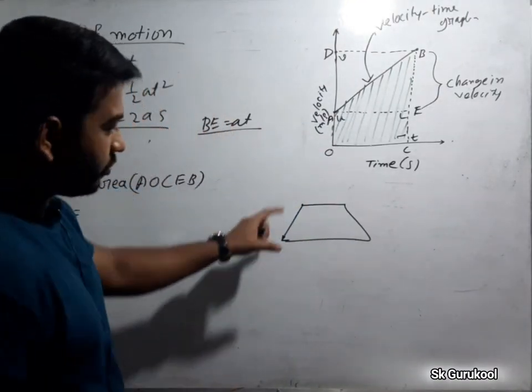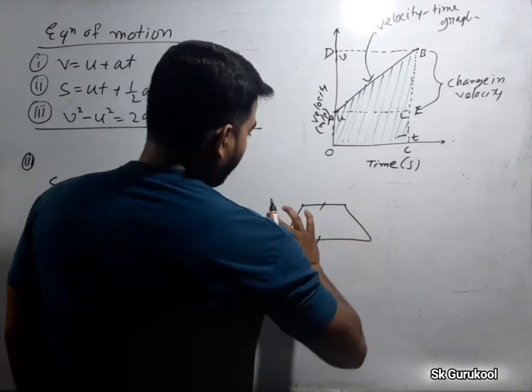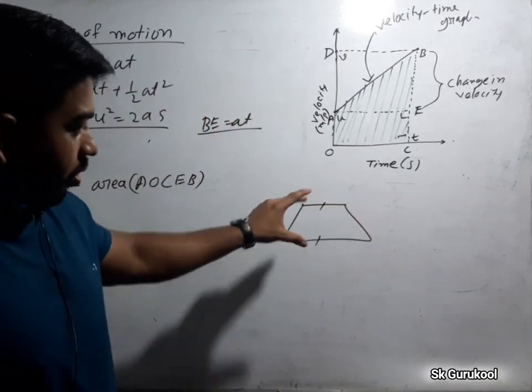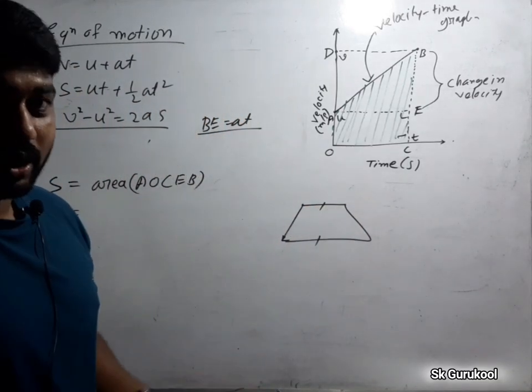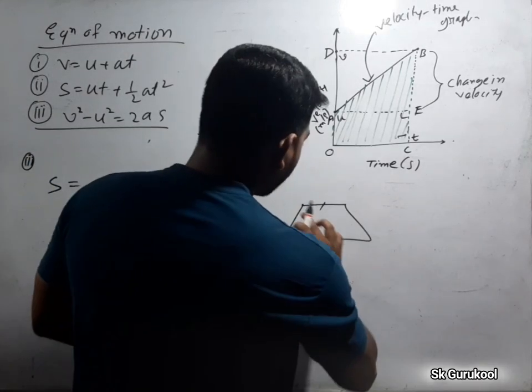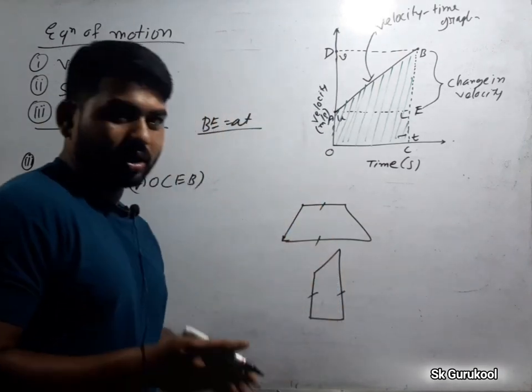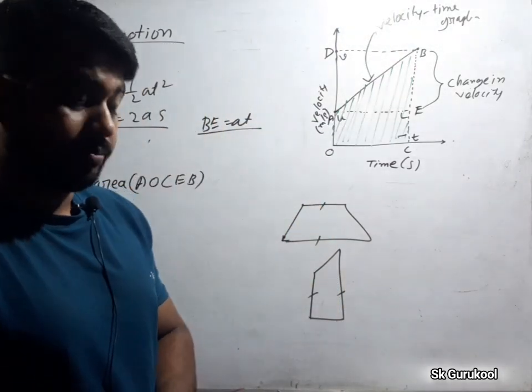If in a quadrilateral two sides are parallel, only two sides, not both pairs, or if only one pair is parallel, then this quadrilateral is called a trapezium. The parallel sides should be this one and this one. Parallel means they will never meet when you extend them.